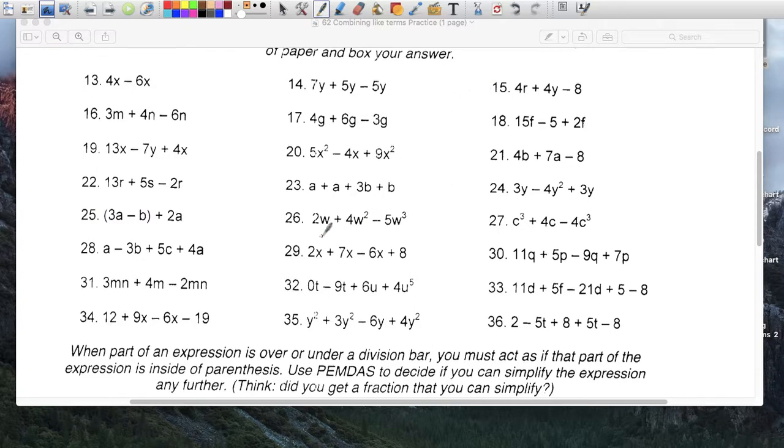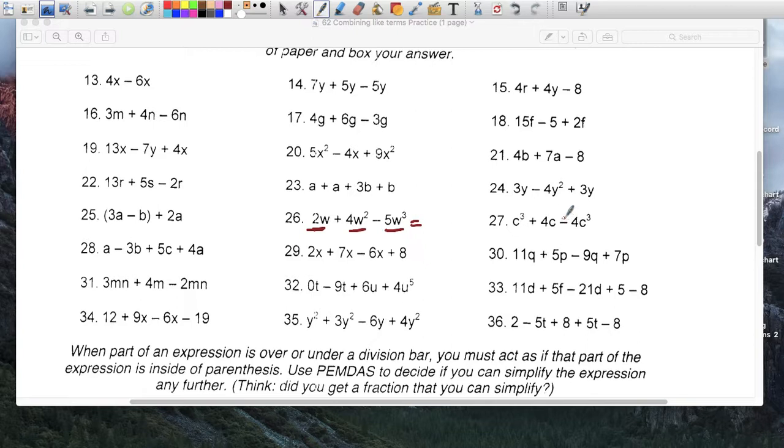26. This is a w, this is a w to second power, and this is a w to third power. I can't do anything with these because although they have the same variable, they have different exponents, so they're not alike. So the answer is just 2w plus 4w squared minus 5w to the third power.